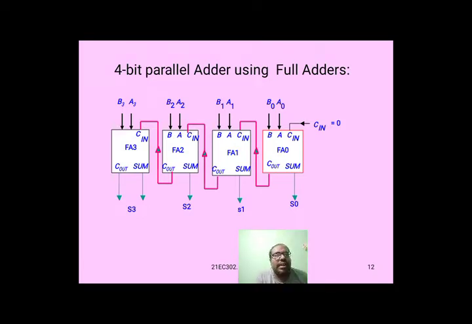I have clearly mentioned the inputs and outputs corresponding to it. A0, B0 are the input values for FA0. A1, B1 are the input values for FA1. A2, B2 are the input values for FA2. A3, B3 are the input values for FA3. Next, the output sum is S0 for FA0, S1 for FA1, S2 for FA2, S3 for FA3. Please draw this 4-bit parallel adder using full adders in your notebook.